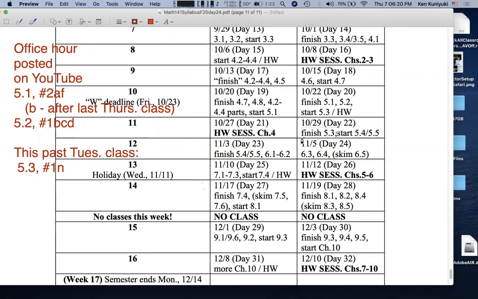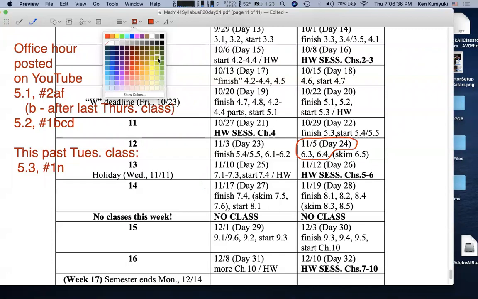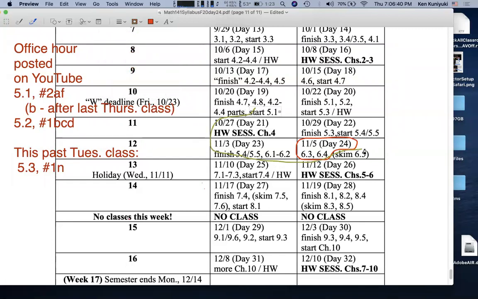Now where we are, today we're going to finish chapter 6. 6.3 and 6.4 are required. 6.5 is cool as part of the curriculum, but it's not part of the homework, and I wouldn't have tested on that. Remember, chapters 5 and 6. We're going to have our homework sessions next week. I'll start chapter 7 in the meantime, but the homework sessions will be next week, and then this homework will be due Friday, November 13th.